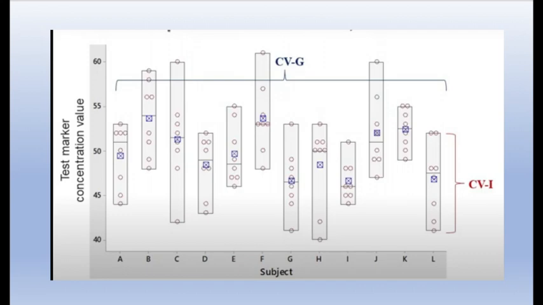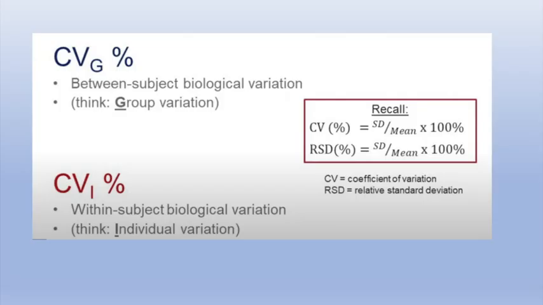We also see that different subjects have different results. The mean result of each subject is different. CVG represents the coefficient of variation within the group. We just remind ourselves of the formula for coefficient of variation, which is standard deviation divided by the mean.